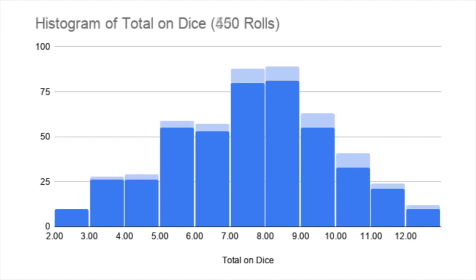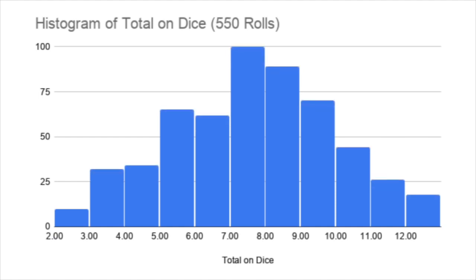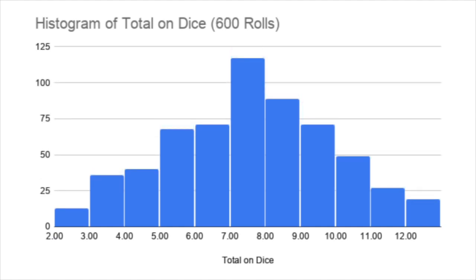Now the center of the mountain is starting to shift a little bit towards the left. And here's our final graph after 600 rolls. The number right in the middle was rolled the most times, and the numbers on the edges, 2 and 12, were rolled the least. Now that's not a coincidence. And in math, anytime we find a nice pattern like this, we want to see what's going on.